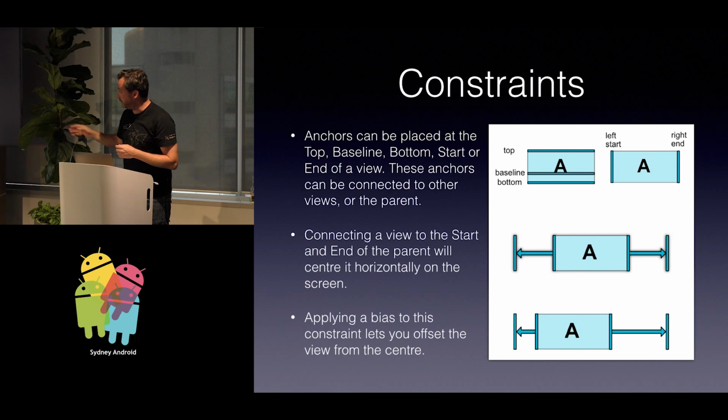So in the third example here, we've got a view that is constrained to the start and the end of the parent, but we've set the bias towards the left-hand side. So you can say, actually, don't put yourself equal distance from the edges. Move yourself towards the left-hand side. And you can specify that as a value from 0 to 1, I believe. So you can lay out things relative that way.